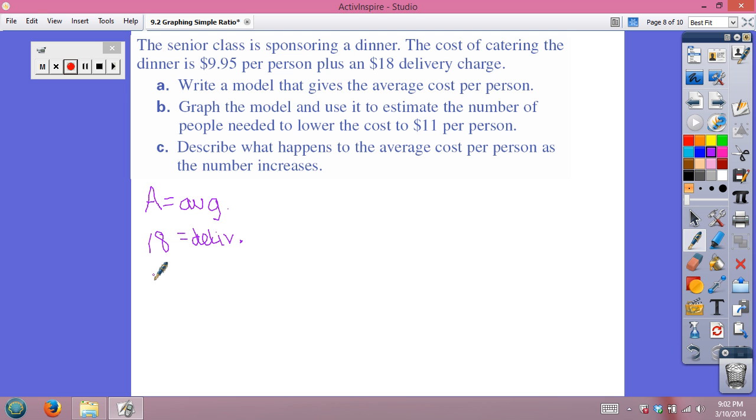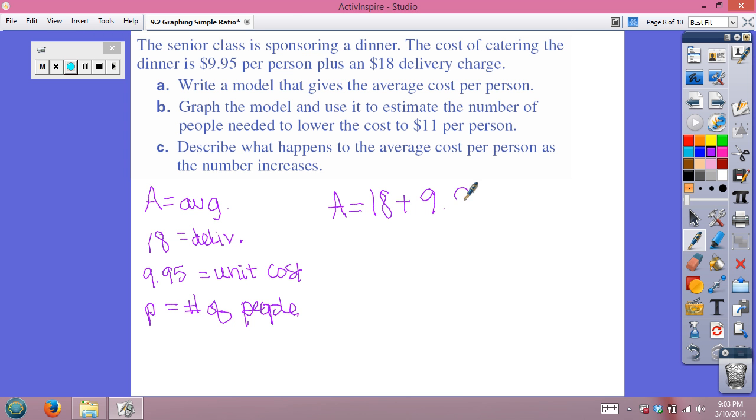I'm going to note that our unit cost is $9.95 per person, and our number of people will give the variable of p. Okay? So if we put that into a model, we're going to get A for the average is equal to 18, which is our delivery charge, plus $9.95 per person, all divided by the number of people for the average.